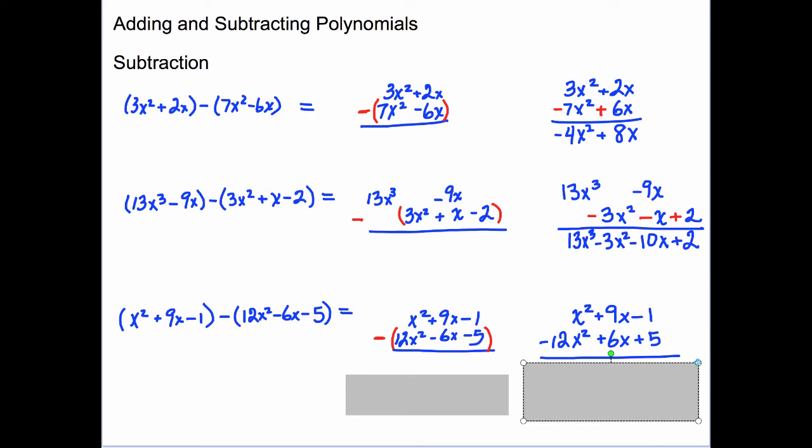Okay, so here I've rewritten this by changing all the signs. So this is x squared plus 9x minus 1 minus 12x squared plus 6x plus 5. And then the solution is x squared minus 12x squared is negative 11x squared. 9x plus 6x is 15x. Negative 1 plus 5 is positive 4.